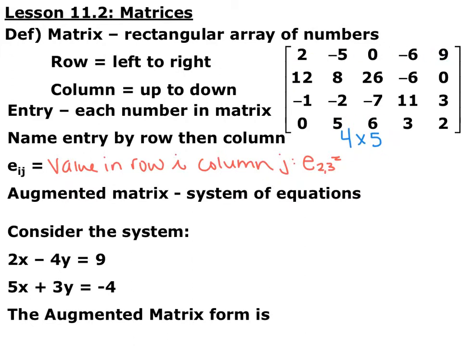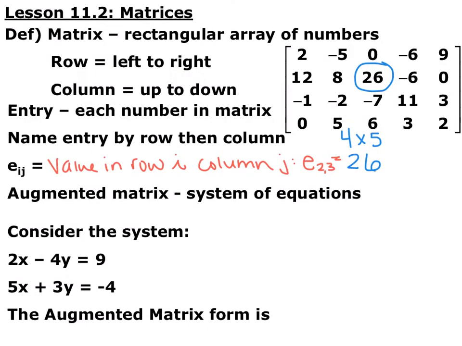Each number inside the matrix is called an entry, and we also name the entries by the row by column. So E sub ij is the value in row i, column j. For instance, E2,3 would be the one that is in row 2, column 3, so that would be 26.